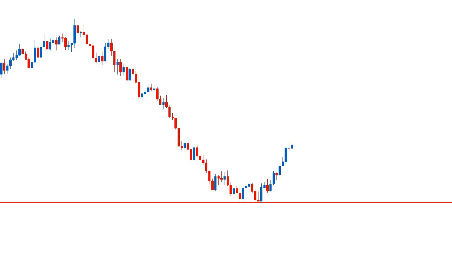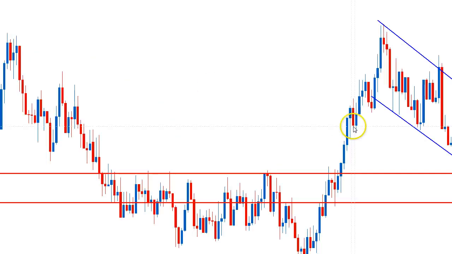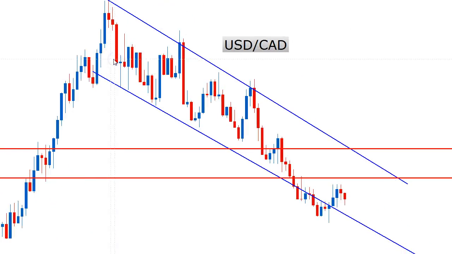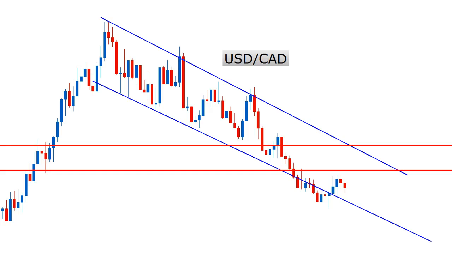All right, let's look at a few more pairs here. The USDCAD is one we always like to look at. And the USDCAD, again, is another pair, kind of like the US yen, that's just being a little tricky. And the reason is that the US and the Canadian dollar are at similar strengths right now, in my opinion.